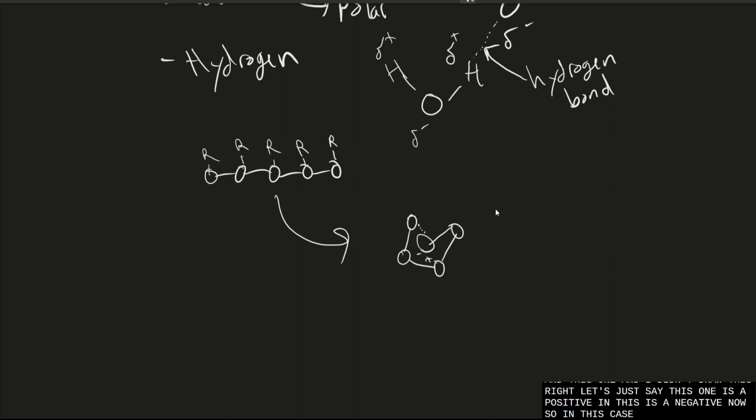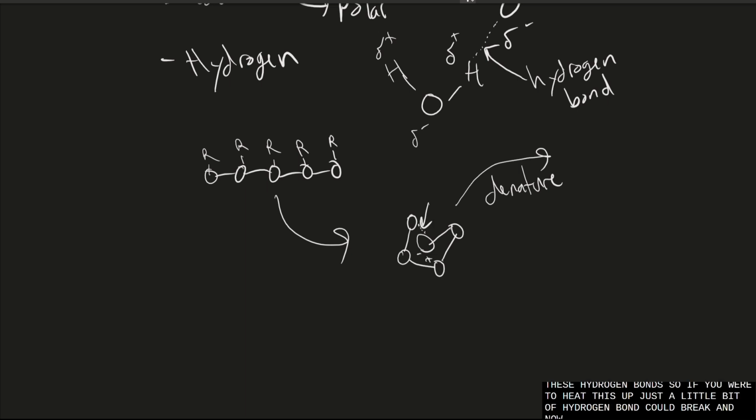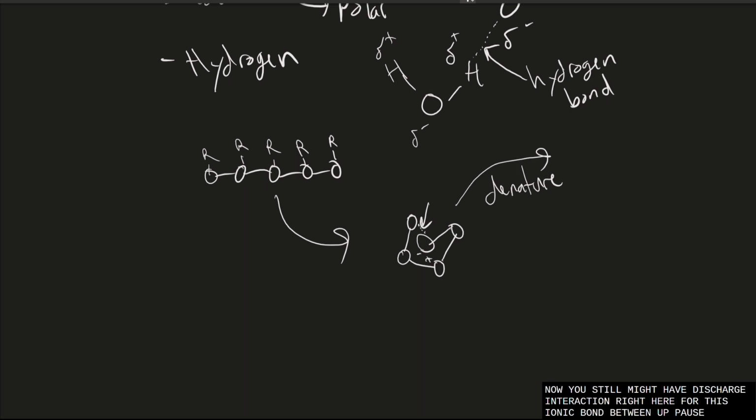So in this case, if we were to heat this mixture up, the first bond that would break here would be, so when you heat something up, what happens is you denature the protein. So pH, temperature, salt concentrations can take this protein out of its natural state. The first bonds to break are these hydrogen bonds. So if you were to heat this up just a little bit, the hydrogen bond could break, and you still might have this charge interaction right here, the ionic bond between that positive and negative part.